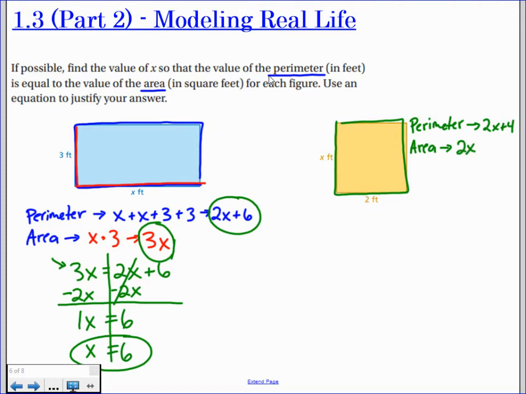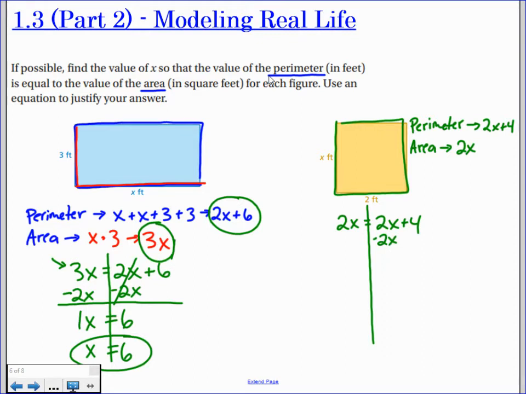So let's set up an equation that says, okay, I need the area to equal the perimeter. So I need 2x to equal 2x plus 4. Just by looking at this equation, hopefully a little alarm is going off in your head and you're like, wait a second, this doesn't seem normal. Let's go ahead and solve it.